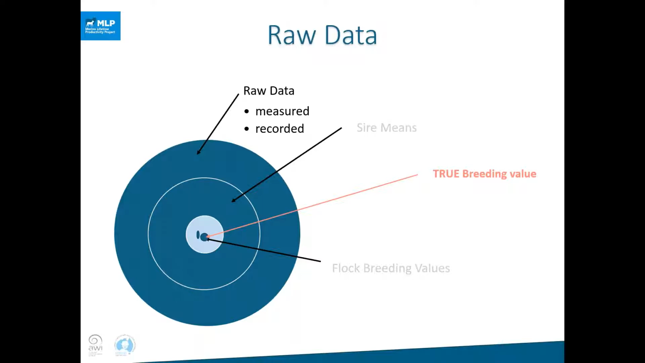Now, this data tells us how the progeny performed relative to each other over time. And over the course of this project, we can look at the cumulative performance of the progeny over their lifetime. This is the outside of the bullseye. We're close to the true breeding value, but we can get closer by accounting for some of the noise that's in that raw data.